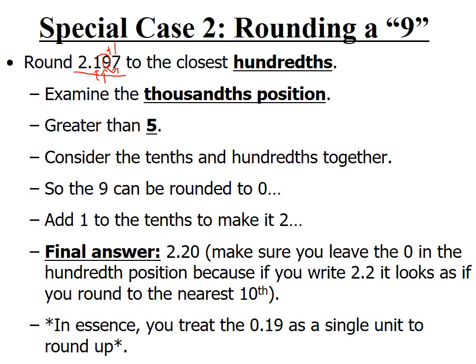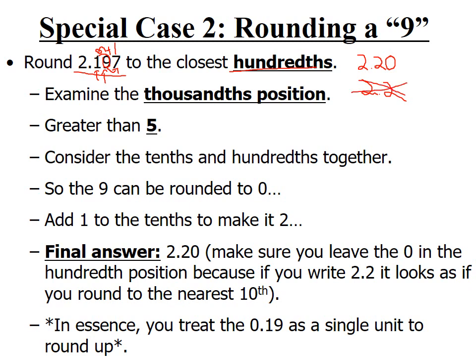When you add plus 1 to our 9, well, that makes it a 10, and you have no room to put just a 10 in one spot. So what you really have to do is now add that plus 1 to the neighbor to its left. So this would become 2.2, and then make sure you put that 0 there to show that you rounded to the closest hundredth. If you just put 2.2, then that looks like you rounded to the nearest 10th. So read that decimal position carefully.